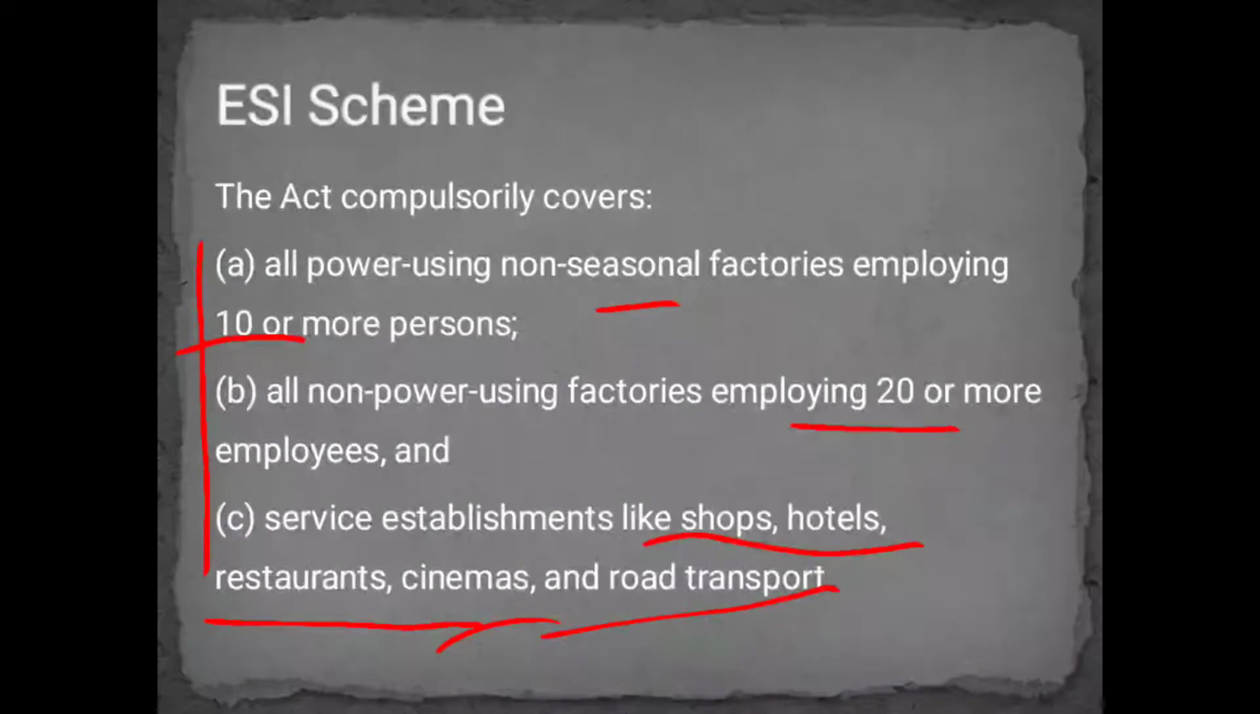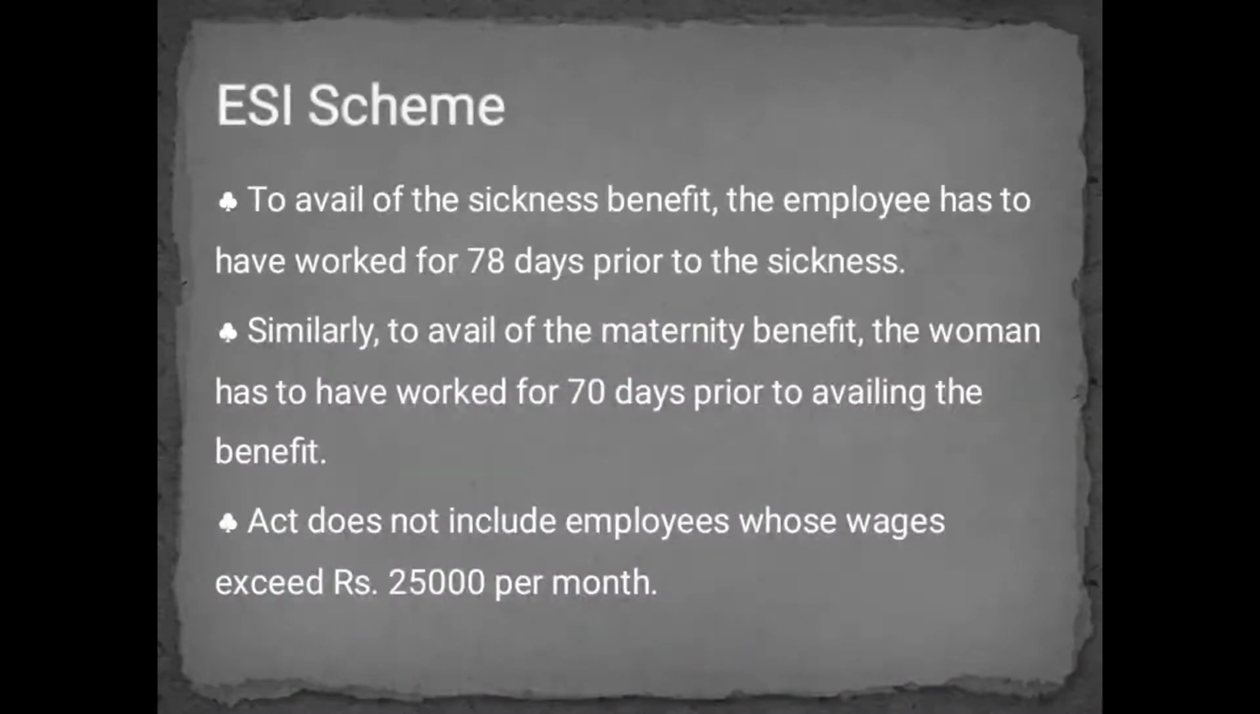So next, let's move to the next slide. What are the ways of availing this? To avail of the sickness benefit, the employee has to have worked for 78 days prior to the sickness. If you have taken a leave and now you are sick, then your medical benefits are not paid. So just before that, you have to work those 78 days. Similarly, to avail of the maternity benefit, the woman has to have worked for 70 days prior to availing the benefit. Even if you want to have maternity leave, you have to work 70 days before. You cannot just say that you want the benefit. No, she has to work for it.